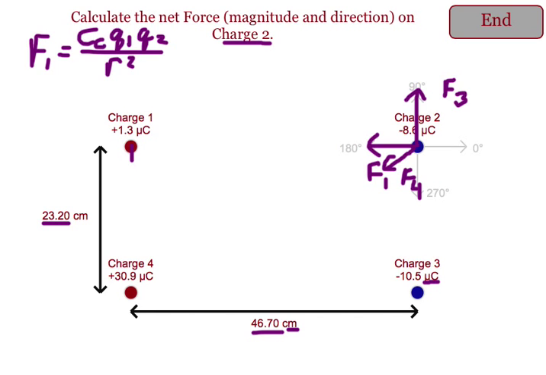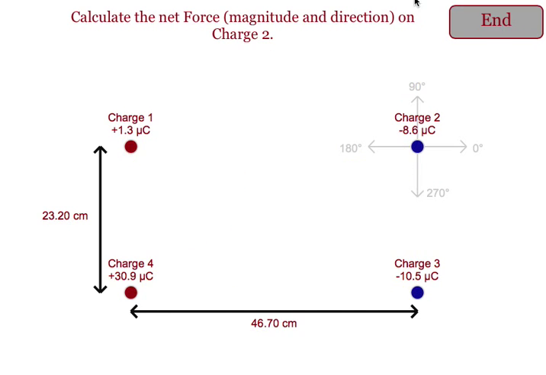For charge 4, it's a little trickier. Charge 4, we do not have the direct distance, so we need to make a hypotenuse. And we use our two legs, 46 centimeters and 23 centimeters, to find the distance between charge 2 and charge 4.